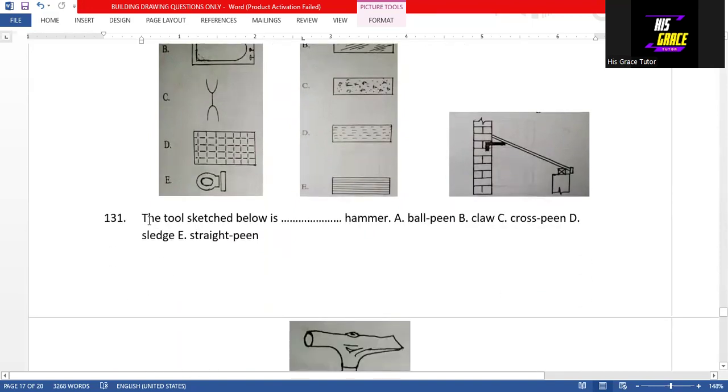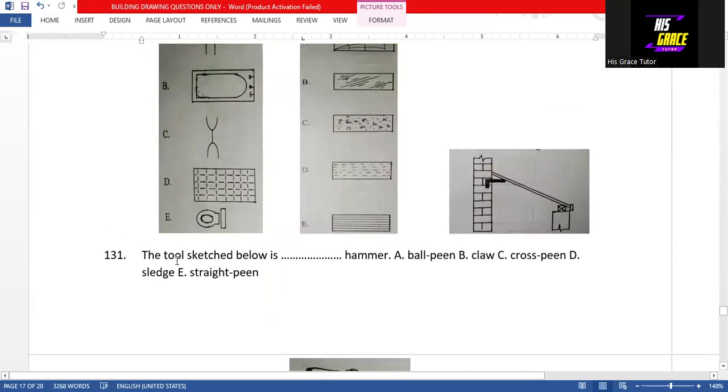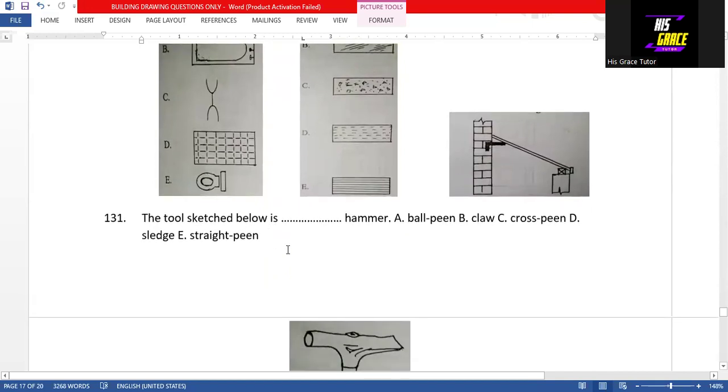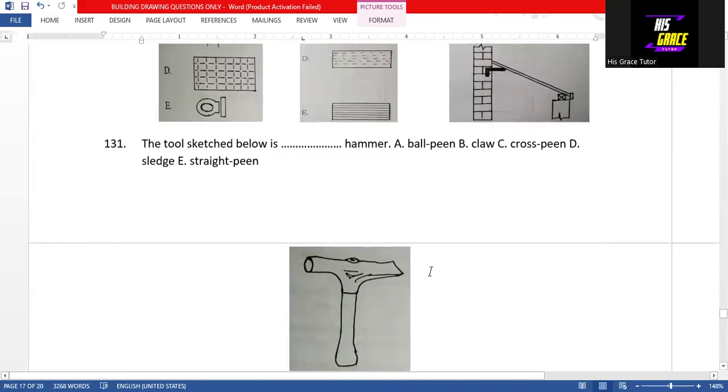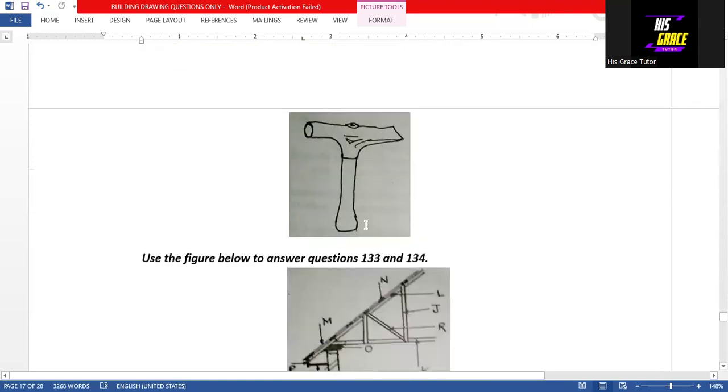Question 131. The tool sketched below is a cross-pin hammer. So it's a cross-pin hammer, that is option C for question 131.